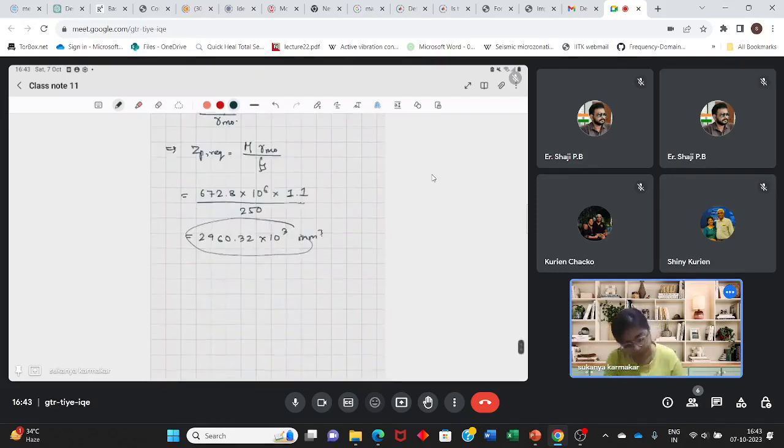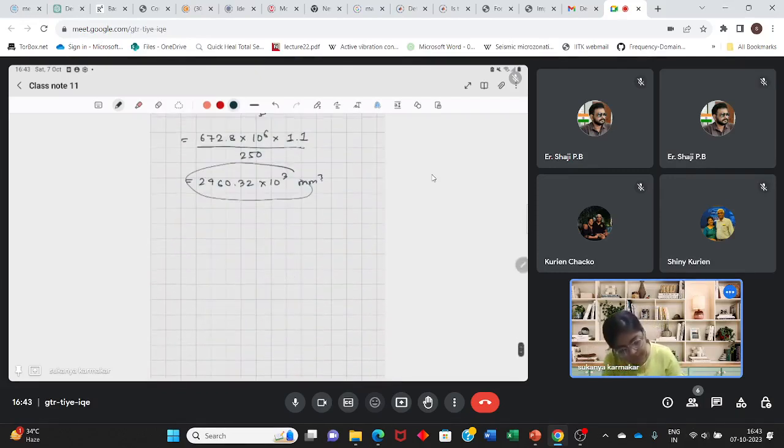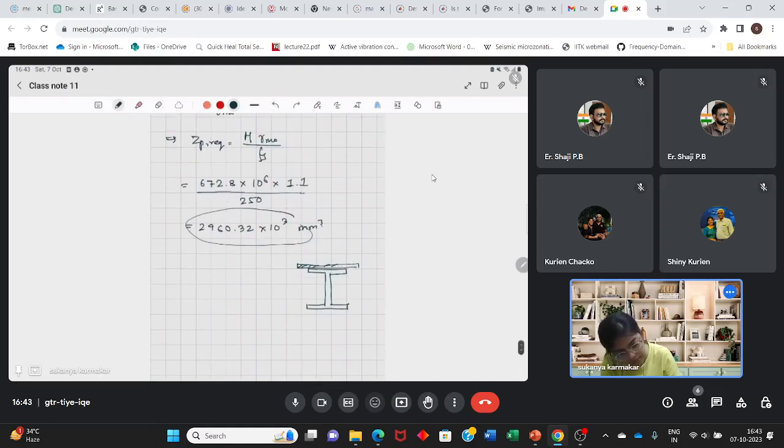So if this is the I section, you can simply put steel plates here and here.